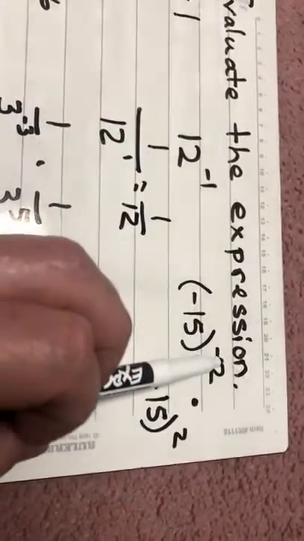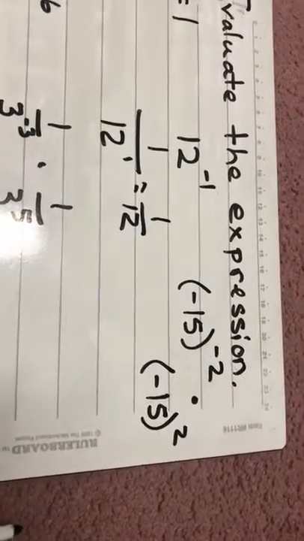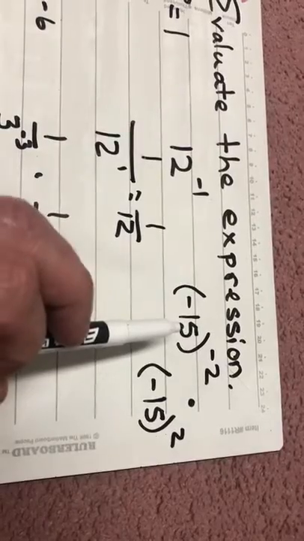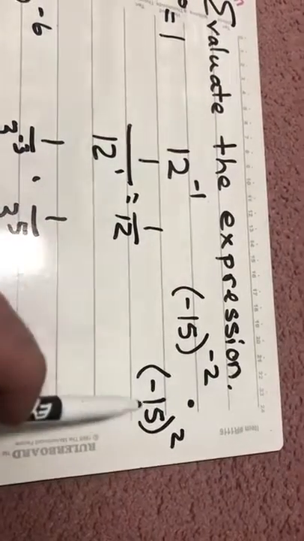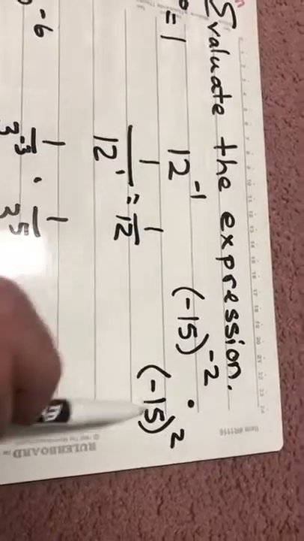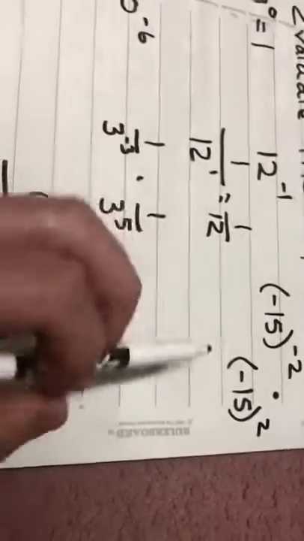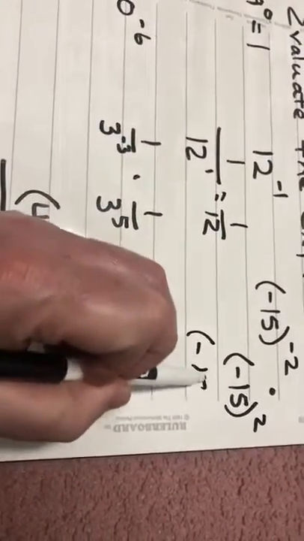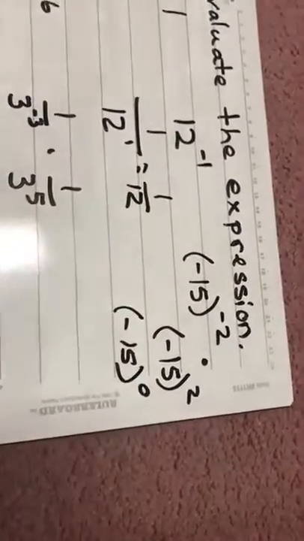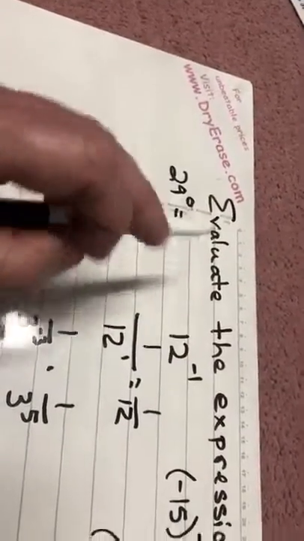Moving right along, now we have a multiplication problem here. Negative 15 to the power of negative 2 times negative 15 to the power of 2. The rule applies that we've used previously: same base number means you just add the exponents. So we have the same base number of negative 15, so we're just adding the exponents of negative 2 plus 2. That leaves me with negative 15 to the power of 0, because negative 2 plus 2 is 0. As we talked about in the first example, anything to the power of 0 equals 1.